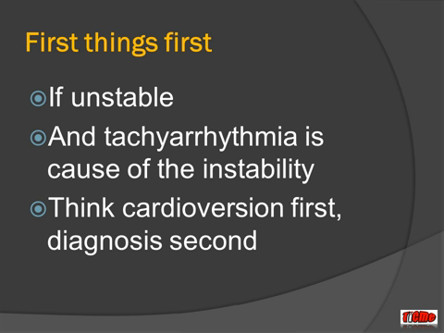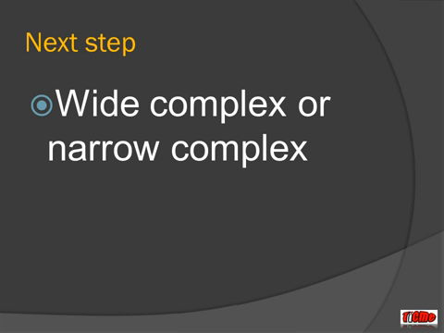First things first, if the patient is hemodynamically unstable and you think the tachyarrhythmia is the reason behind the instability, think cardioversion first and diagnosis second. You shouldn't be waiting for an hour and a half for test results to come back if the patient's blood pressure is 60. Next step, are the complexes wide or narrow? And today we're going to talk all about narrow complexes.